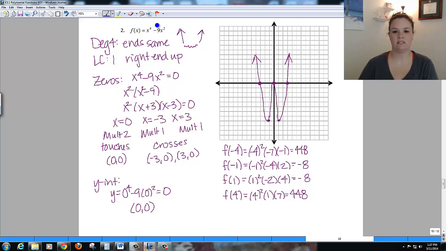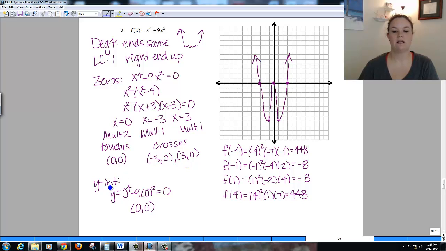I didn't plug them into the original, I plugged them into the factored form. Doesn't matter either way. When I solve each one, I get 0, negative 3, positive 3. The first one has multiplicity 2, which means it touches at 0. And the other 2 have multiplicity 1, which means they cross at negative 3 and positive 3. Okay, make sure you write those as ordered pairs.